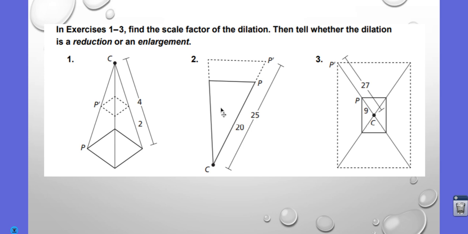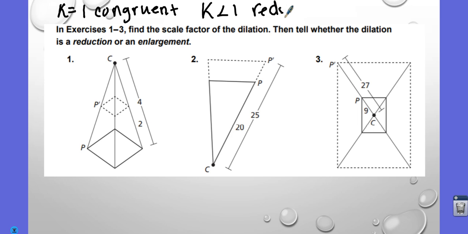Okay, so it says in exercises 1 through 3, find the scale factor of the dilation, then tell whether the dilation is a reduction or an enlargement. So before I get into this, let me do a quick review on what scale factors are. If k is equal to 1, then the figures are congruent. If k, or the scale factor, is less than 1, then we have what we call a reduction. If k is greater than 1, then we have what is called an enlargement. These are key things that you need to remember about the scale factor.